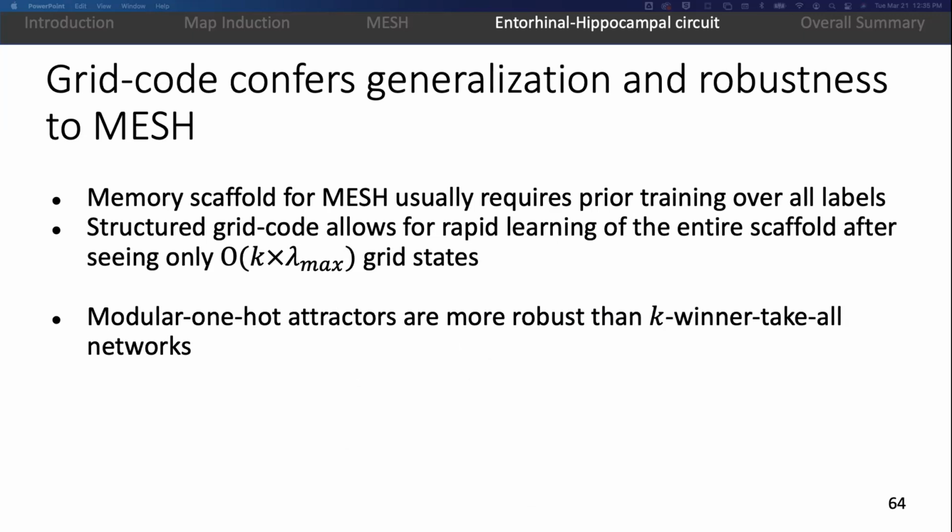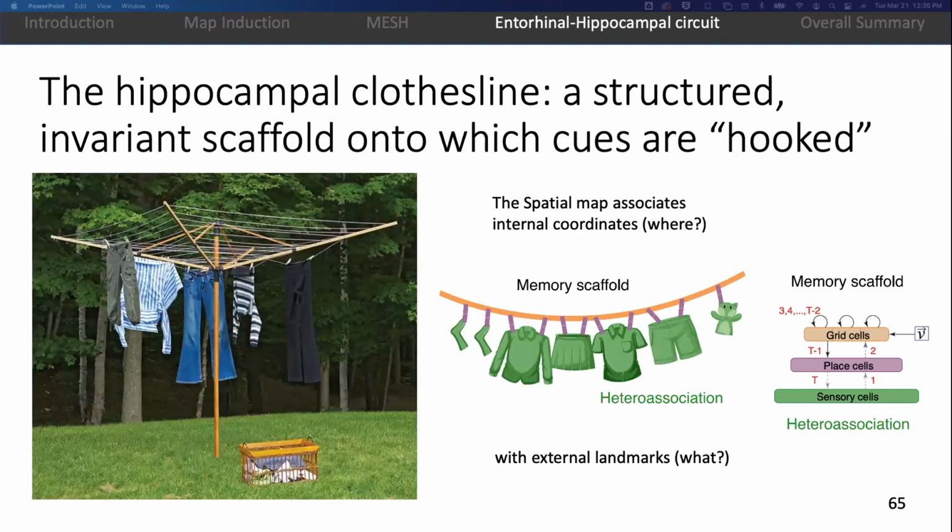The other advantage is that implementing modular one-hot attractors in neural networks is much more robust than implementing k-winner-take-all networks. So just to give you a very simple analogy, we can think of this as a hippocampal clothesline, right? Where basically the grid network is helping us build a structured invariant scaffold onto which we can hook external cues, right? So you can think of the spatial map as internal coordinates of where, and the external landmarks are telling us what we are actually storing in that map.